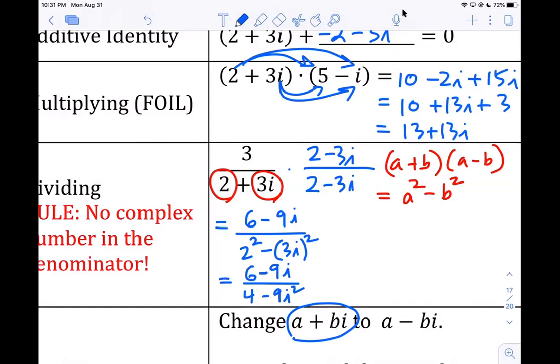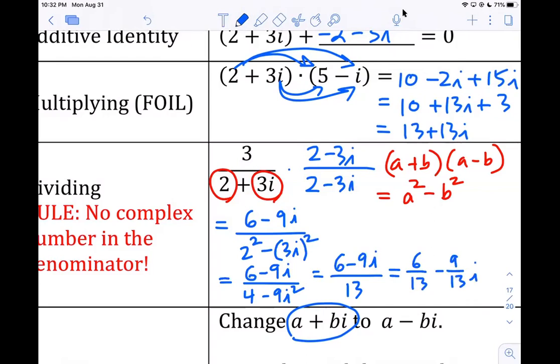Okay, in the denominator, we have a 4 minus 9i squared. We know that i squared is -1. So -9 times -1 is +9. So this becomes 6 minus 9i over 4 plus 9, which is 13. Now you may ask, is this in the a plus bi form? Not quite. We need to simplify this or split out this denominator.